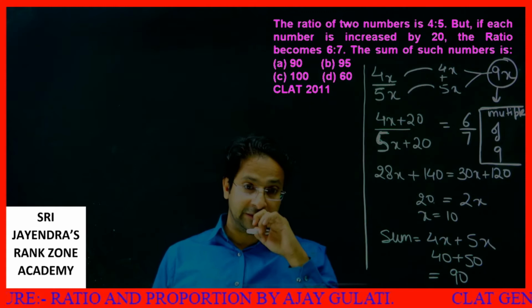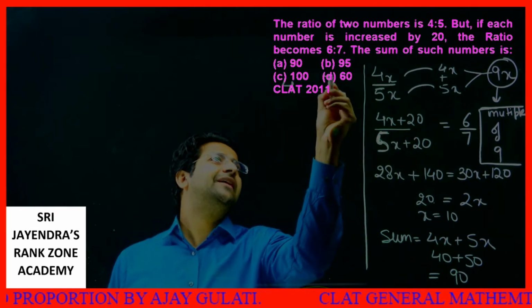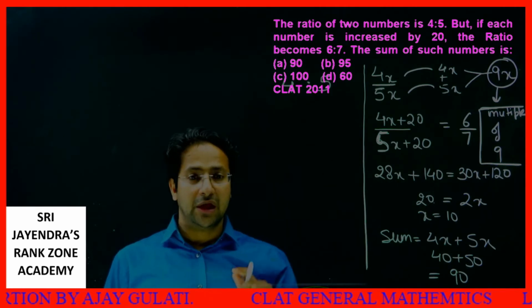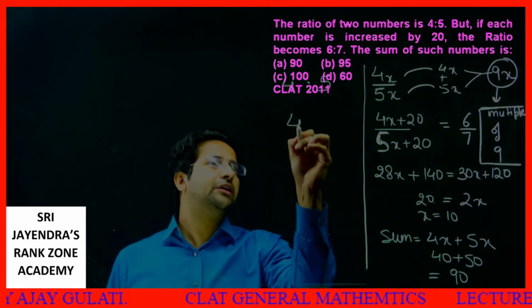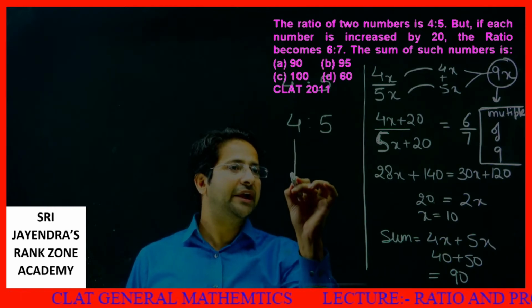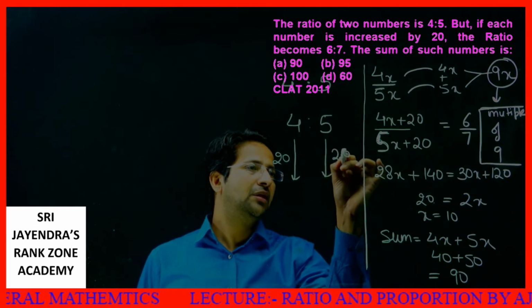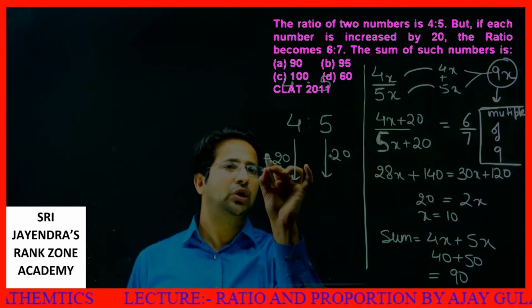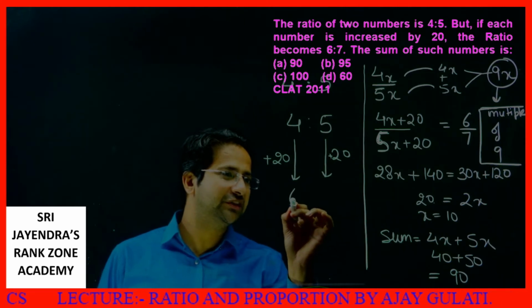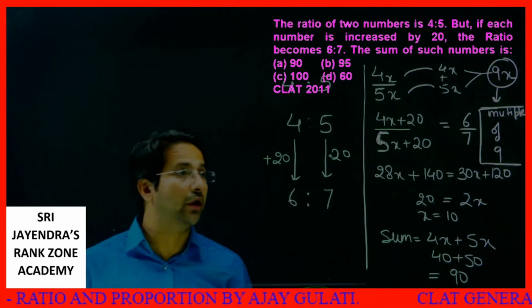What is the next method? See, just look at the numbers. The two numbers are in the ratio 4:5. I add 20 to both of these. The ratio becomes 6:7. Students, this is a very beautiful method which I am telling you right now.